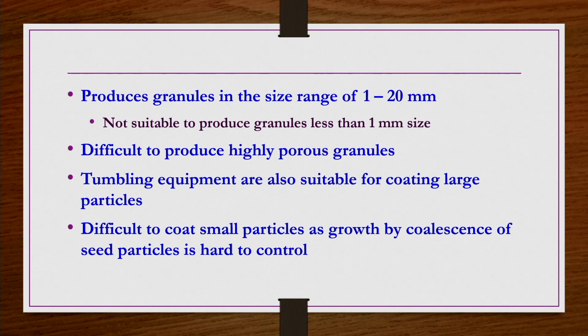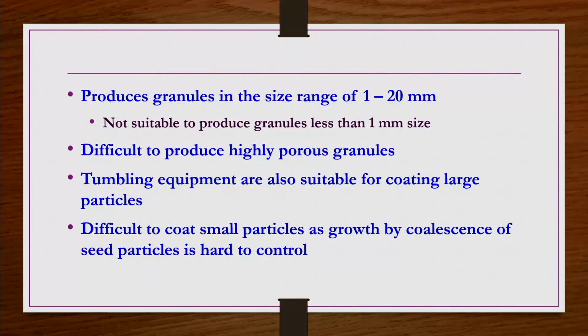So, it is difficult to coat small particles, as growth by coalescence of seed particles is hard to control in tumbling granulators. In tumbling granulators, controlling the consolidation process, coalescence and then granule formation and then consolidation of those granules is very difficult to control in general. That is the reason the product size that we get from these tumbling granulators is in general very large, up to 20, which is considered a large size for particles.